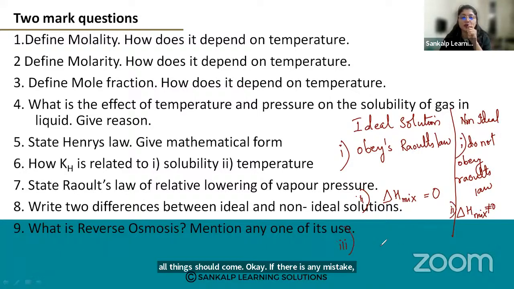You can take one more point if you want. Delta V mix, that is the change in volume after mixing, is equal to 0. Here delta V mix is not equal to 0. So any 2 points will get you 2 marks. It should be written correctly on either side.